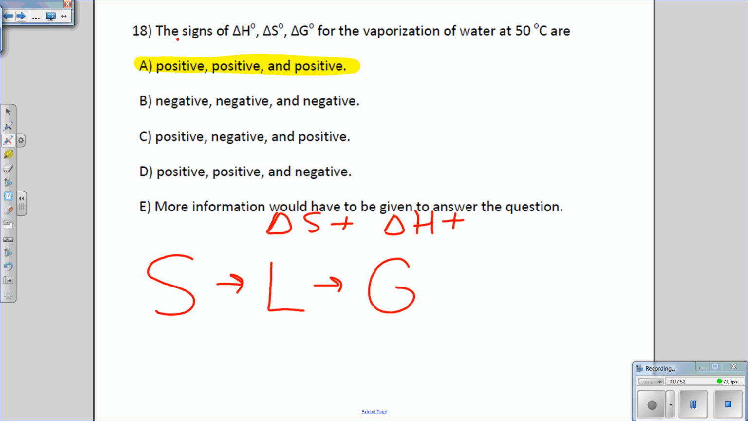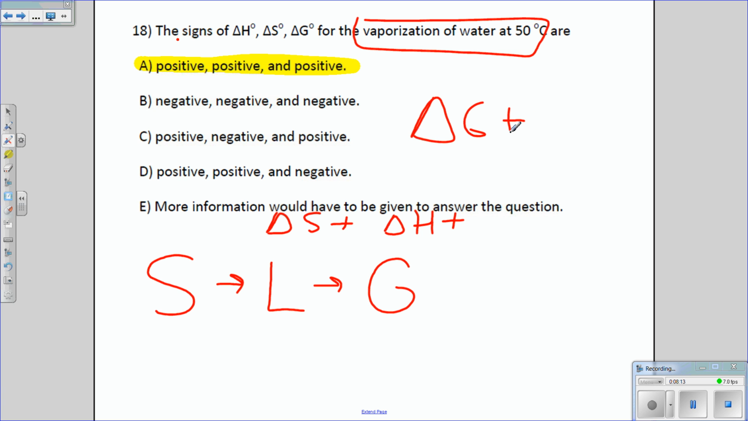Next one. This one is asking about vaporization of water at 50 degrees Celsius. First of all, does water vaporize? It doesn't mean evaporate. It's saying, does water vaporize at 50 degrees Celsius? It does not. It vaporizes at 100 degrees Celsius. So since it is not spontaneous, automatically I know my delta G is positive. Right there. I know that because it doesn't happen. Water does not vaporize at 50 degrees Celsius. It vaporizes at 100. Next question.